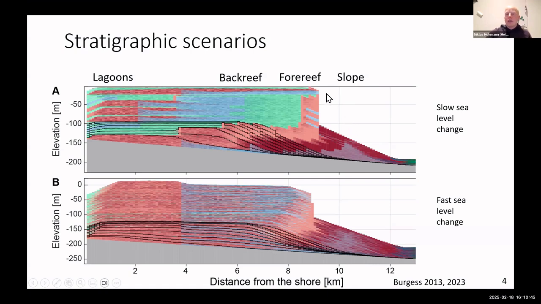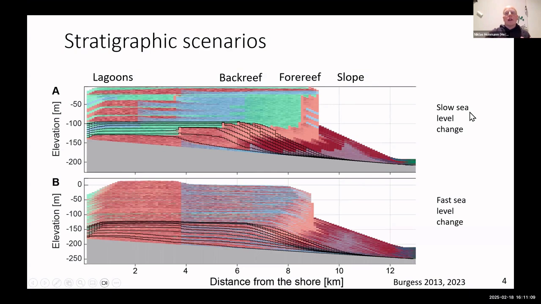Something that is very interesting about these platforms is how distinct their geometry is. We have this flat platform top and then a drastic sharp angle, and then we transition into the slope. We simulate two different scenarios here, and they mainly differ by the external drivers. They both have the same simulation settings except the sea level.